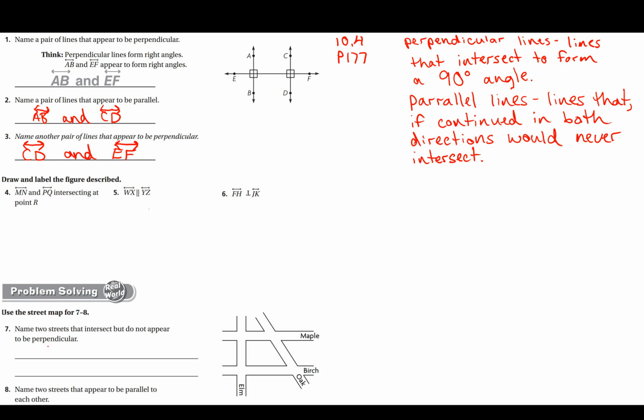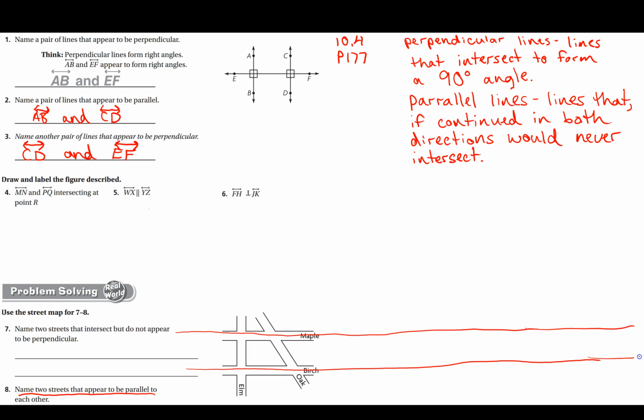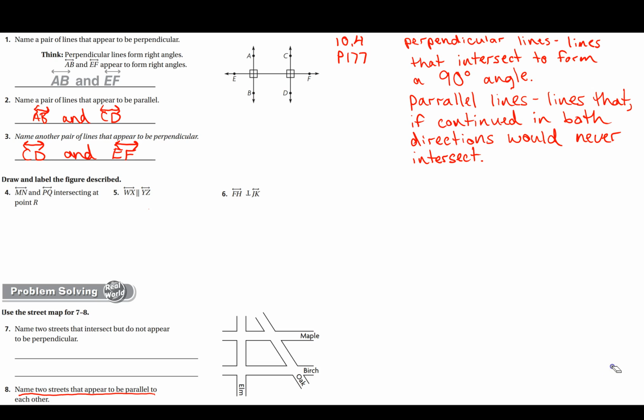All right, name two streets that appear to be parallel to each other. Parallel, let's go back to our definition, lines that if continued in both directions would never intersect. So Elm Street, we already said intersects with Birch and Maple, but Maple, if it kept going on, and if Birch kept going on, these two streets would never cross each other. So name two streets that appear to be parallel. That would be Maple and Birch.